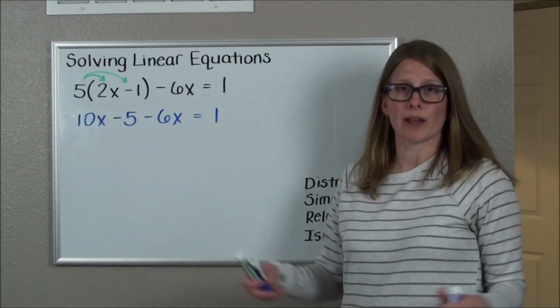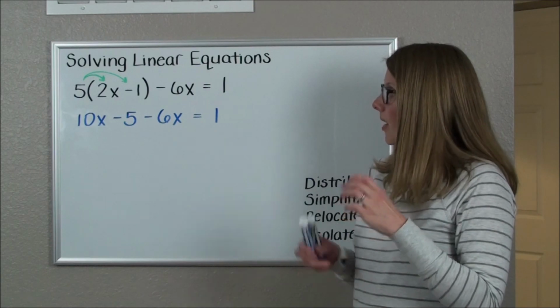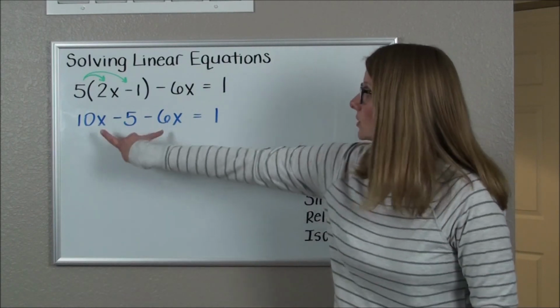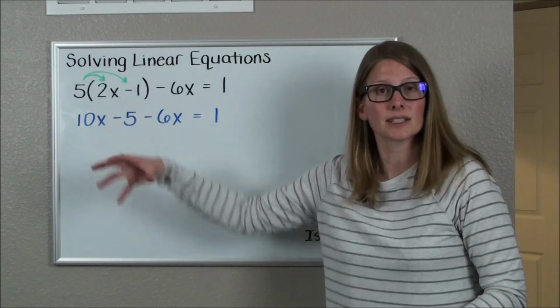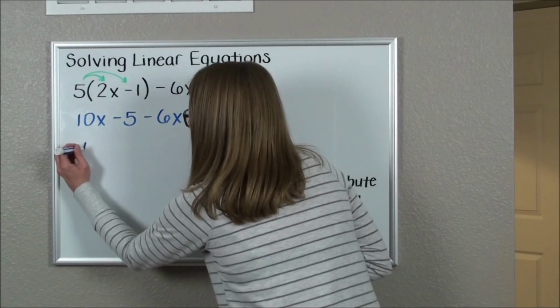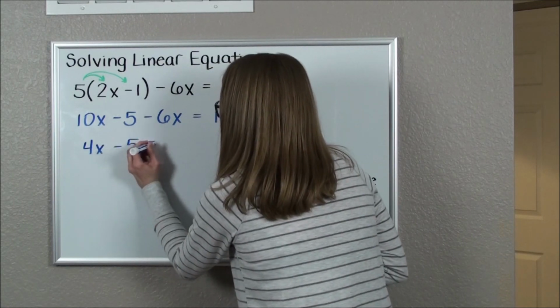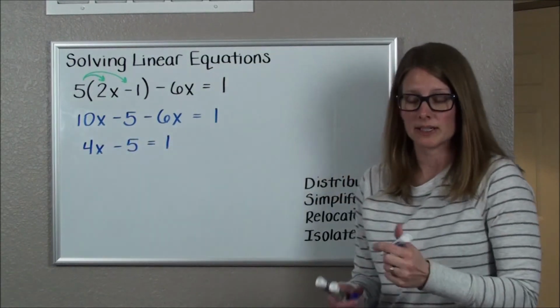Everyone's free to move around. So before we start relocating, let's clean things up a bit. On the left side, I do see like terms, the 10x and the negative 6x. I can go ahead and combine those together. 10x minus 6x will give me 4x. I still have that minus 5. And then I still have the 1 on the right side.